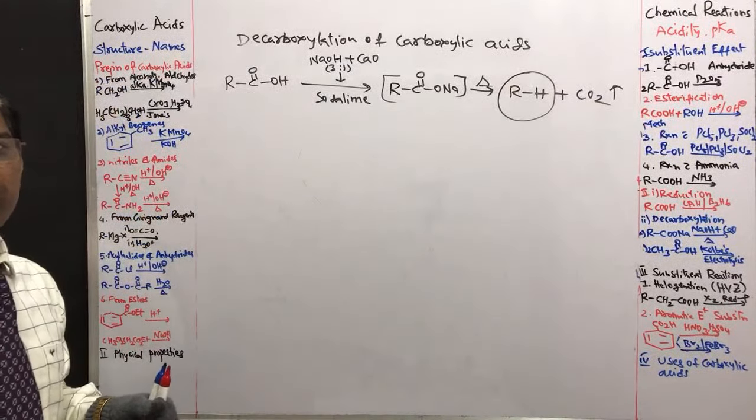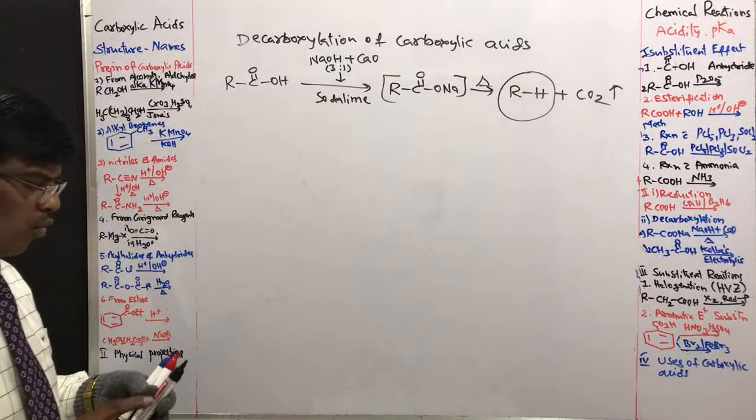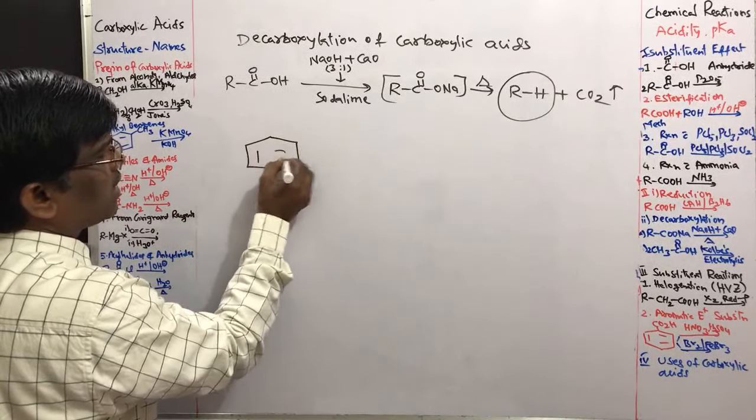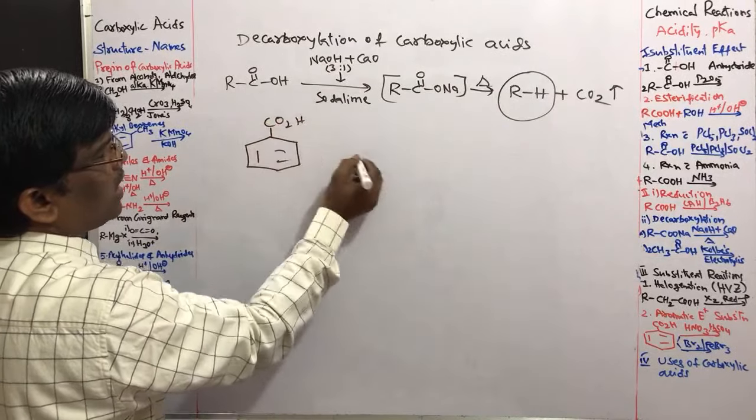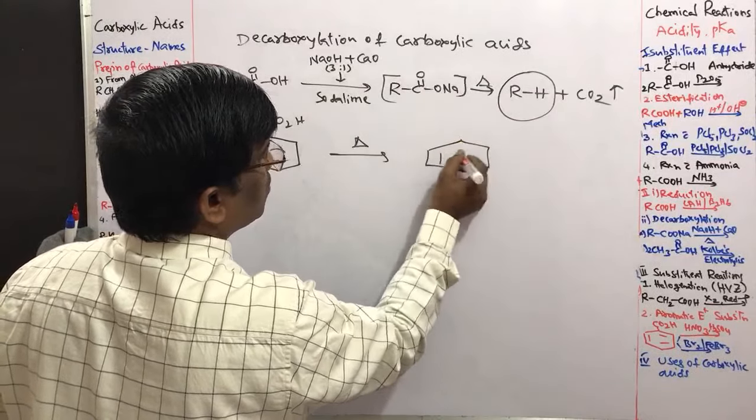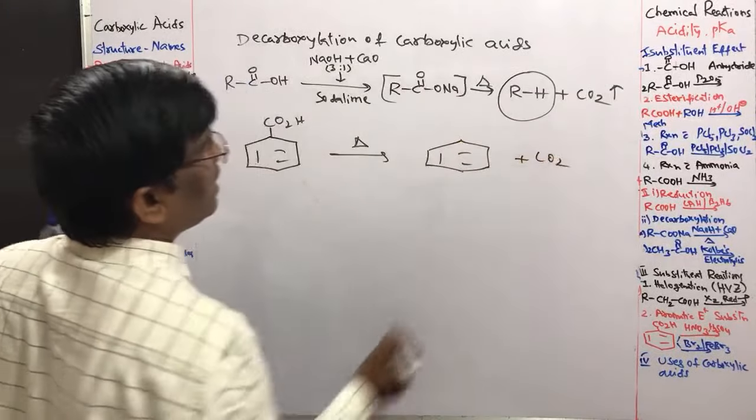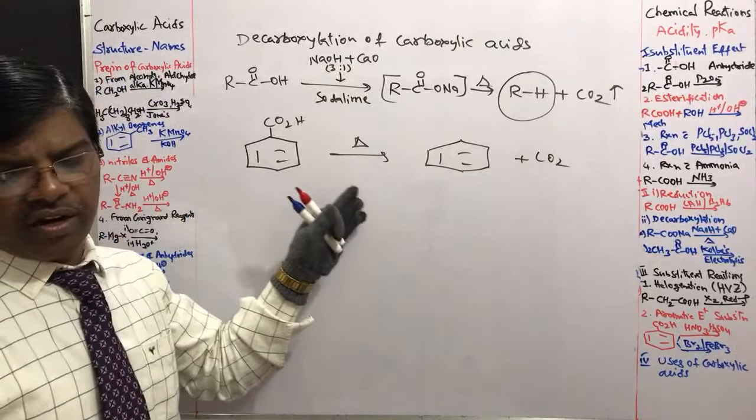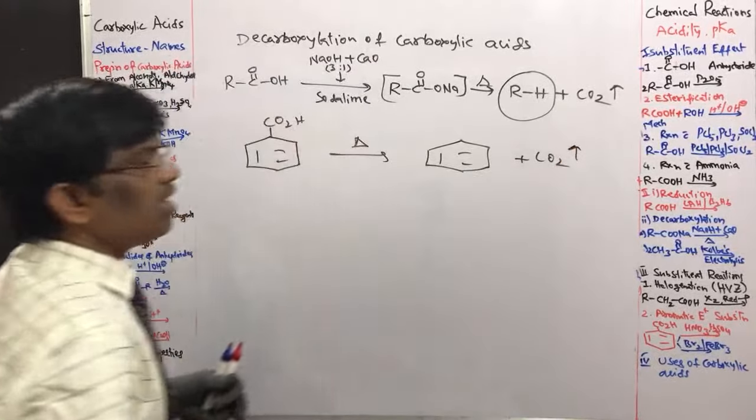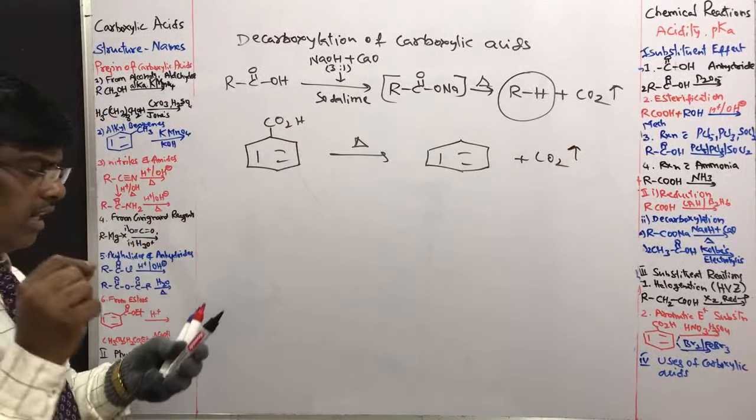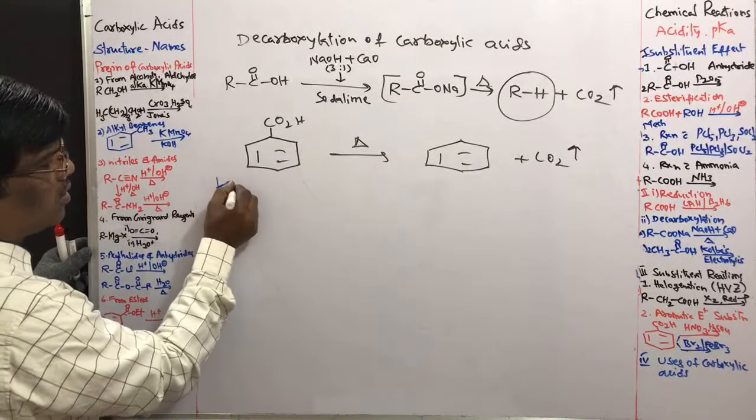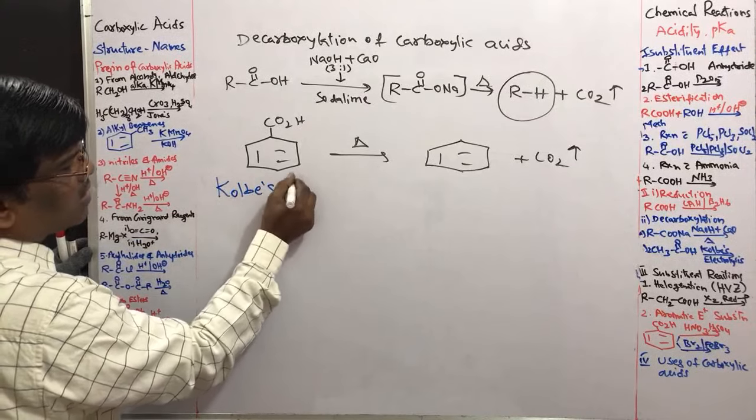So decarboxylation takes place. Dear students, most of the time even simple heating also causes decarboxylation. For example, benzoic acid, thermal decarboxylation is known, students. So it loses carbon dioxide, right? With only heating also, you have to write benzene; carboxylic acid loses carbon dioxide. So decarboxylation is known. Another decarboxylation method we learned in the previous class is Kolbe's electrolysis.